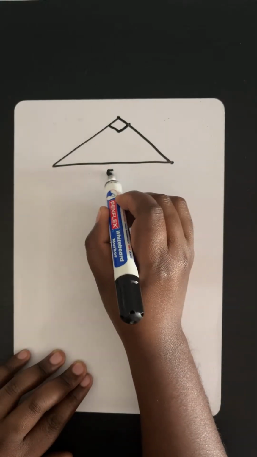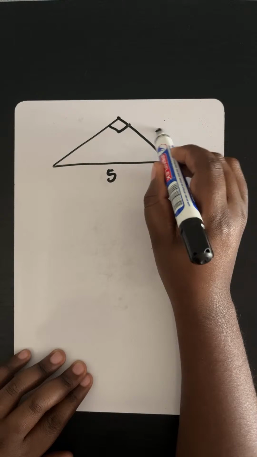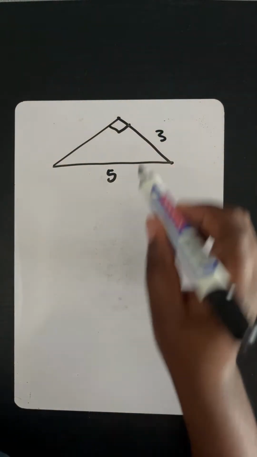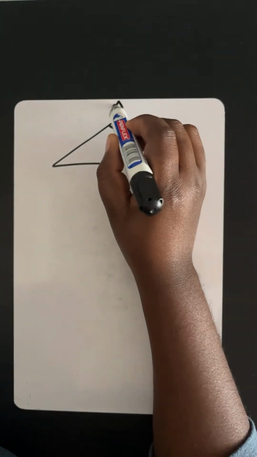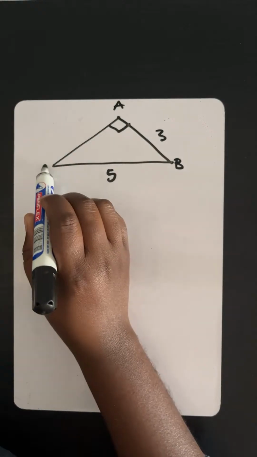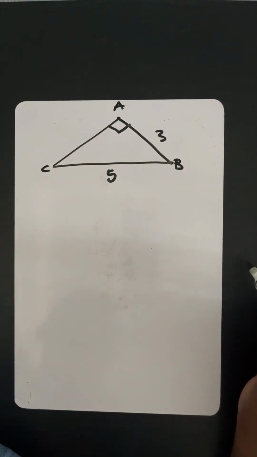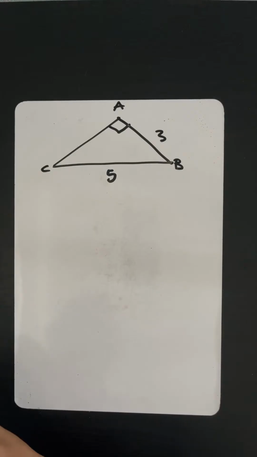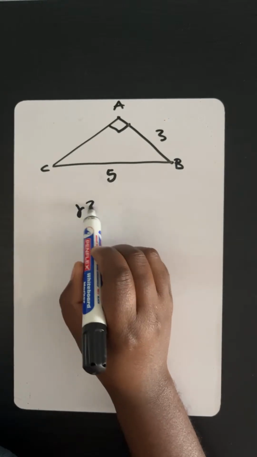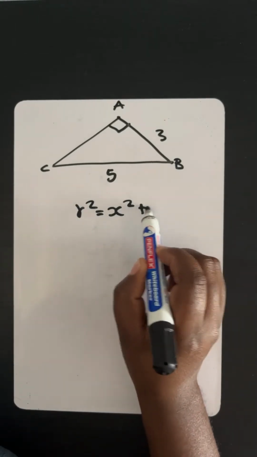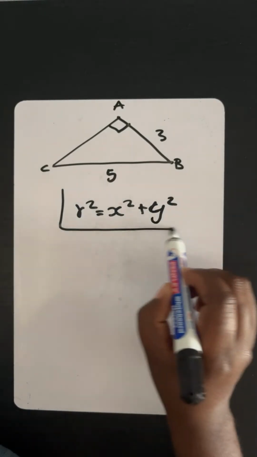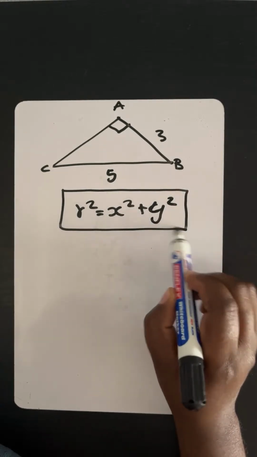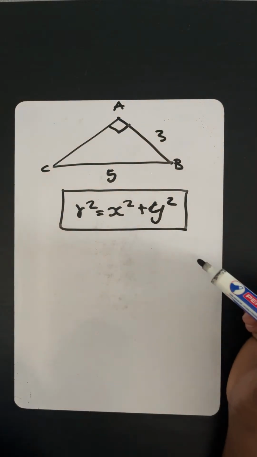Then let's say we are having 5 there, and then we are having 3 there. Again, maybe let's say this is A, B, and then C. Doesn't really matter that much. So now I'm about to start. Something that you should be aware of is that the formula says r squared equals x squared plus y squared. You should always know this formula. Then whichever letters you are given, you can rewrite this formula accordingly.